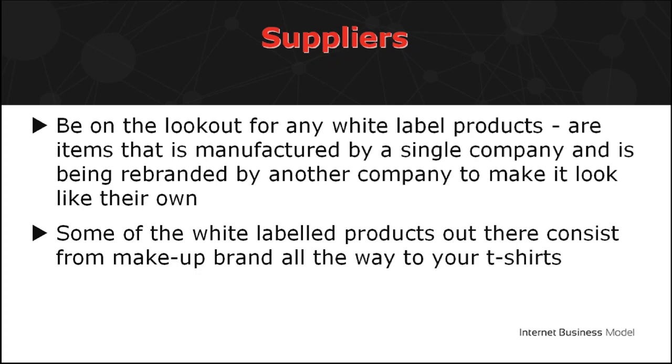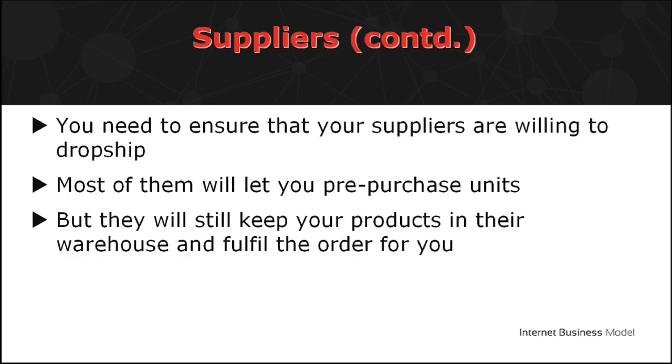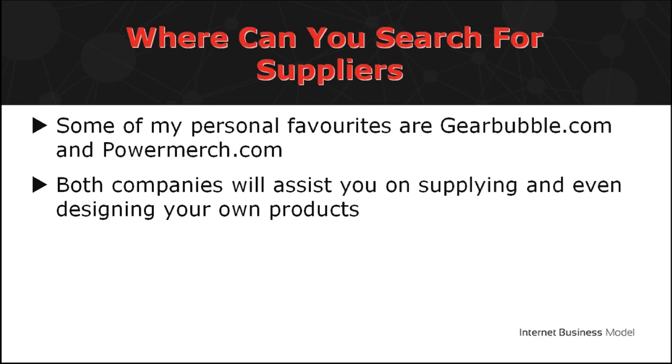Some white label products out there range from makeup brands all the way to t-shirts. Once you've found your supplier, you need to ensure that the companies are willing to drop ship. Most of them will let you pre-purchase units if you want to keep some of them at your home office, but they will keep your products in their warehouse and fulfill your order for you. There are many suppliers out there that can provide the service for you.